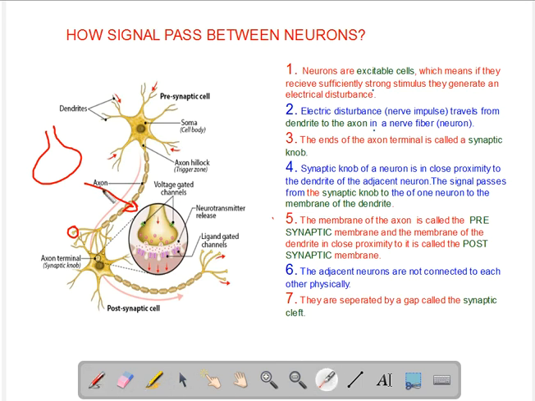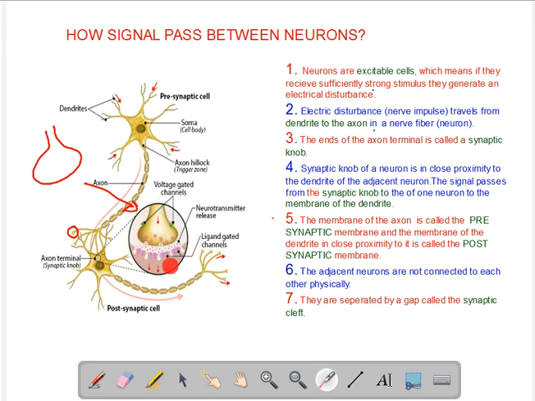Now, what we can see in this particular image here is that the synaptic knob, which is basically the end of the axon, is not in direct contact with the membrane of the next neuron. So the dendrites of this neuron are lying extremely close to the surface of the axon terminal, to the synaptic knob, but they are not physically in contact with each other. There is a gap between the two. The two adjacent neurons are never in physical contact with each other. Rather, there is a gap between the two.